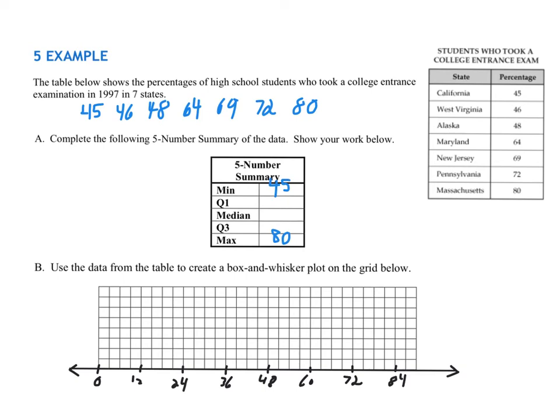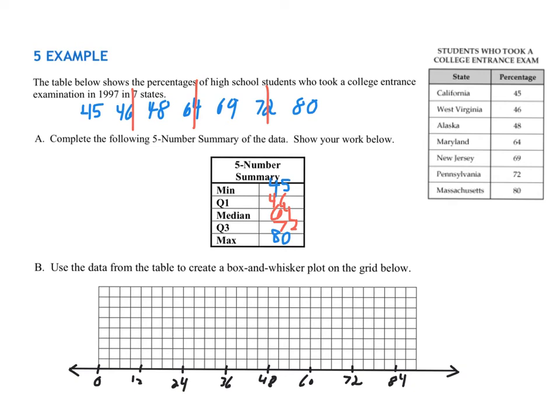It looks like we have an odd number of numbers, so I'm going to go ahead and make the median 64. And then I'll cut those in half, 72, and 46. All right, that's all that I need to know to make the box.